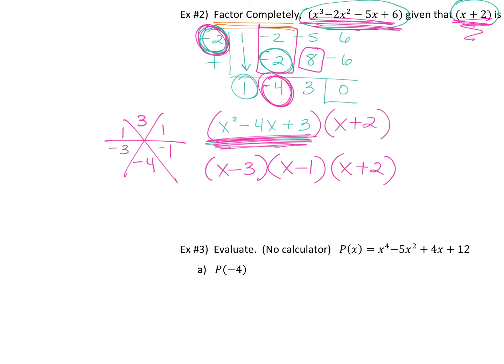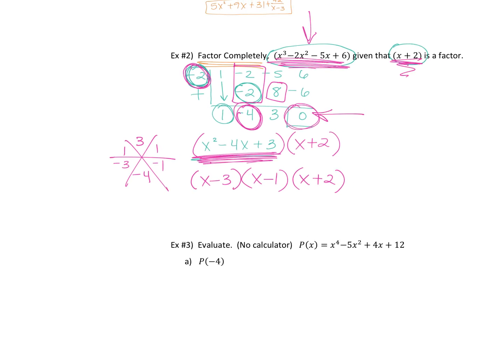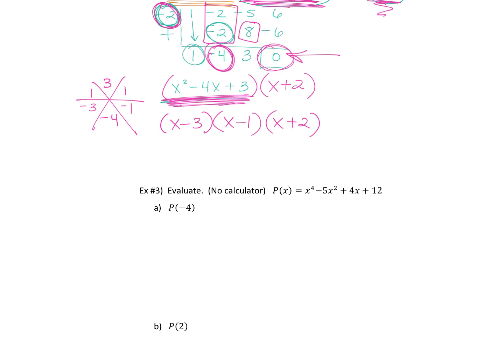In order to do this factor completely thing, you always need a remainder of 0, right? Otherwise, you wouldn't be able to factor it completely. So just a heads up, if you get to this point and you have a remainder, you did something wrong when it says factor completely, okay? So we have this. What would the zeros of this be?